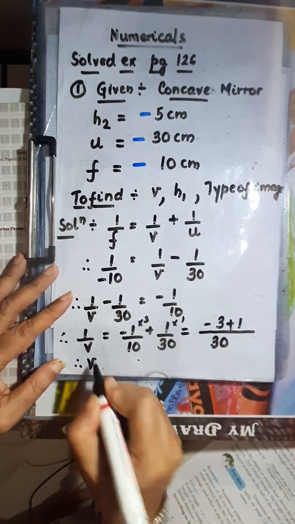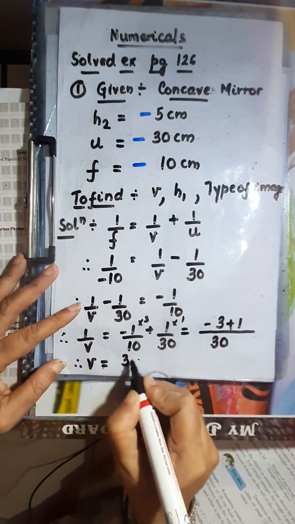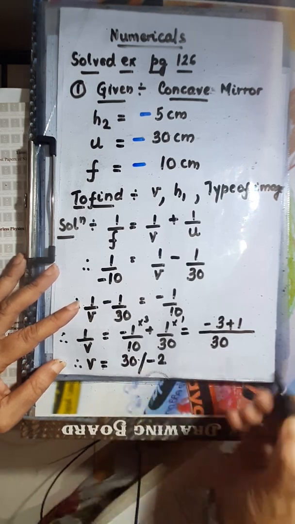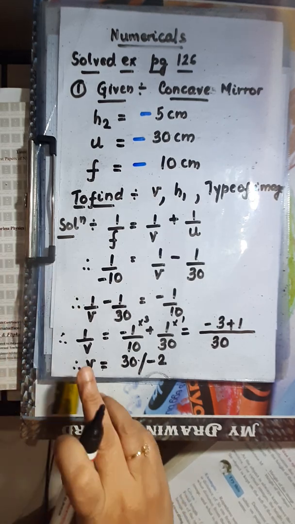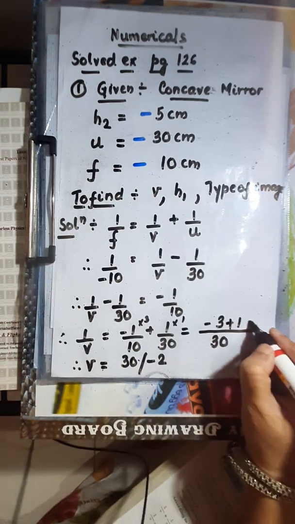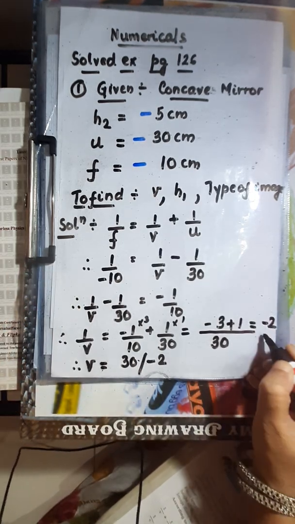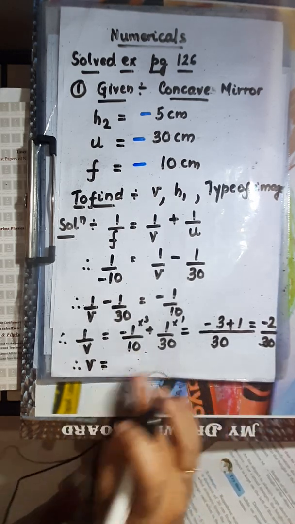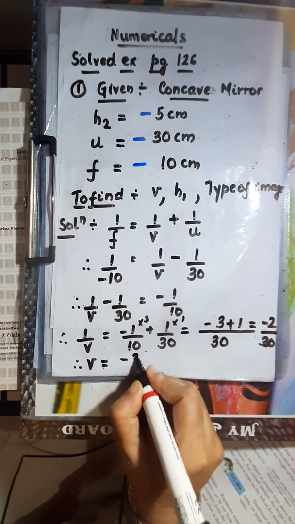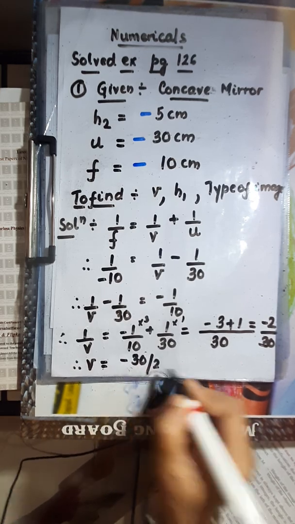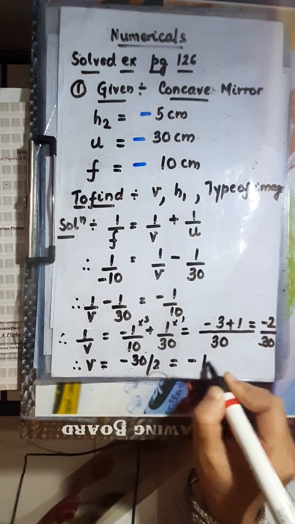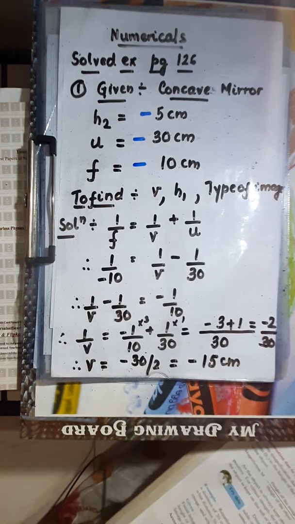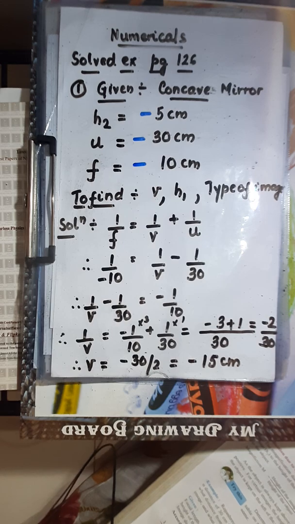Therefore, V is equal to 30 upon minus 2, because minus 3 plus 1. This is 1 upon V is equal to minus 2 upon 30. So V is equal to minus 30 upon 2. So V is equal to minus 15 centimeter. So I got V as minus 15 centimeter.